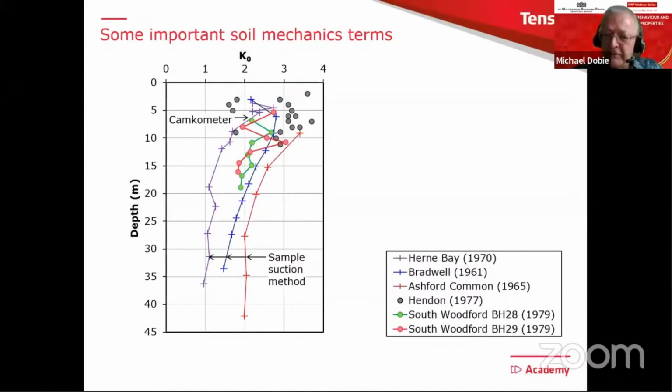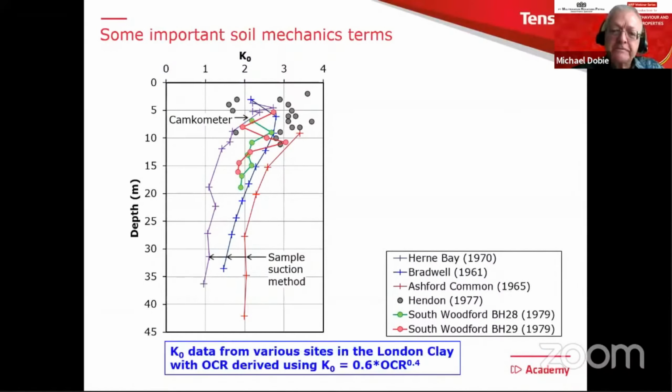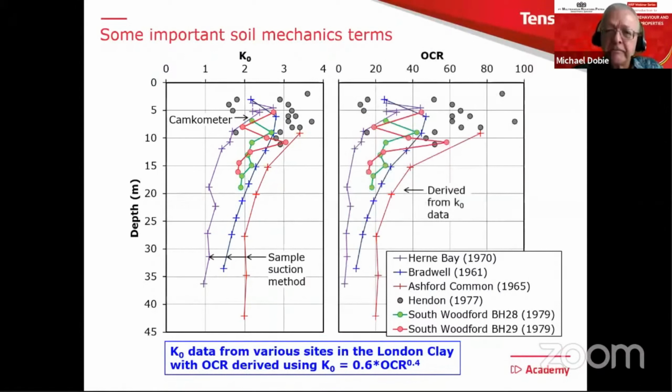And it's been measured in a number of ways, but what's important really are the values that we see. Now, what I can do, I can relate that to the OCR using an expression like that. There are many variants on this kind of expression. They are empirical in nature, but they still give us an idea. So I can then translate that into OCR, the overconsolidation ratio. And you can see that it's very high, up to 100 times at the top of a deposit of something like the London clay. So that's a heavily overconsolidated clay.